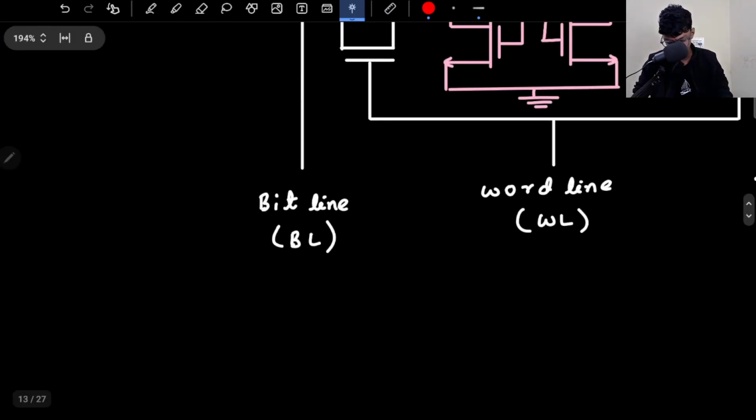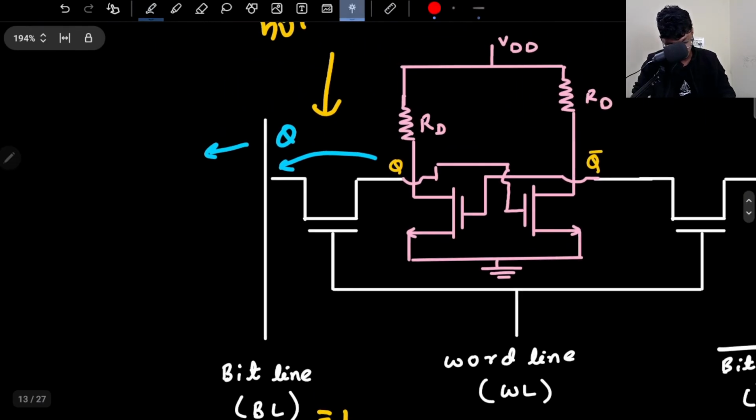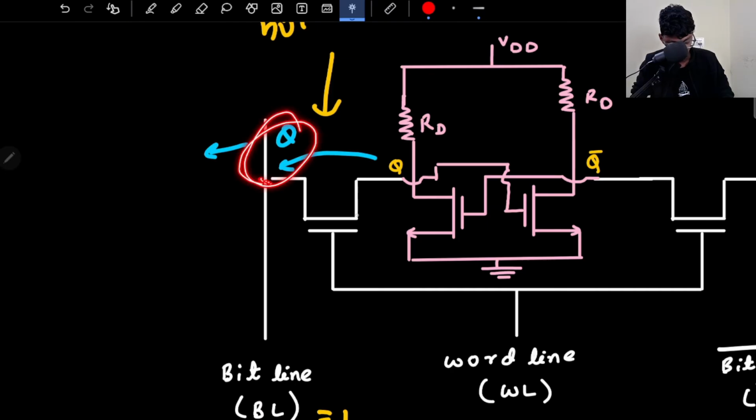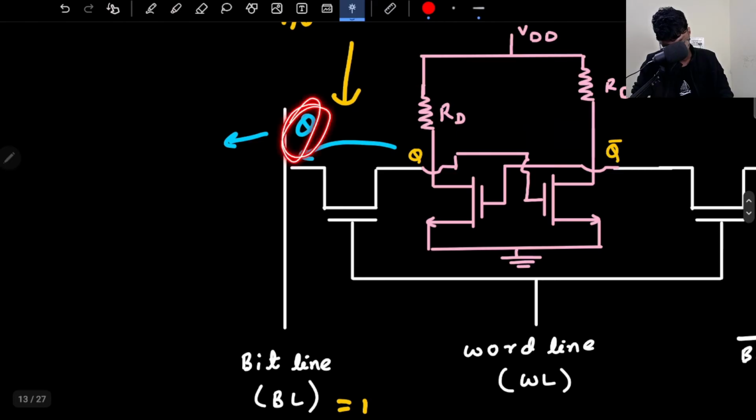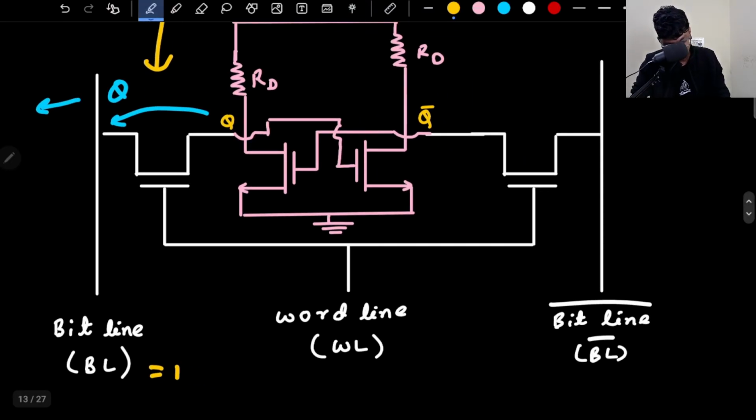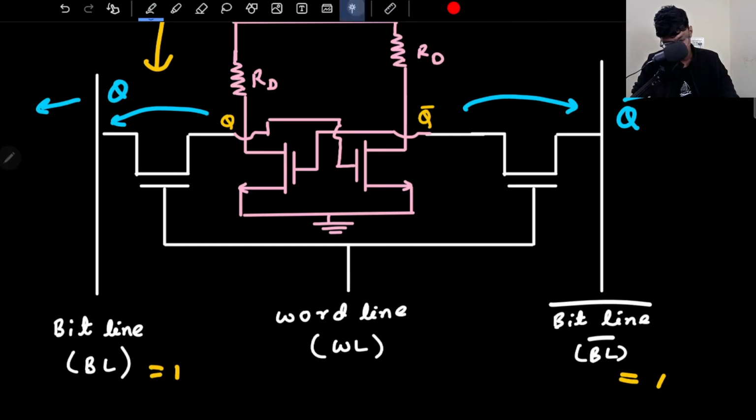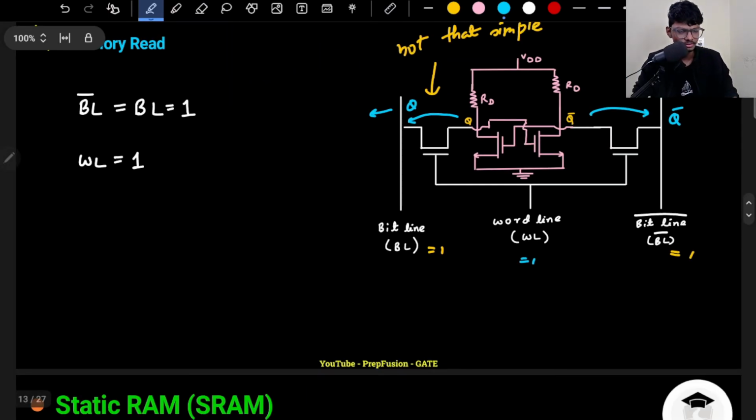That's it. In this case, my bit line will be high. It will be pulled high, but the value will be decided by this Q through the pass transistor logic. Although this bit line is high, the value is decided by Q. Here as well, the bit line bar will be high, but ultimately the pass transistor logic will pass this Q bar here, and I will read from here. The word line is obviously high to select the pass transistor logic. That is the basic thing.